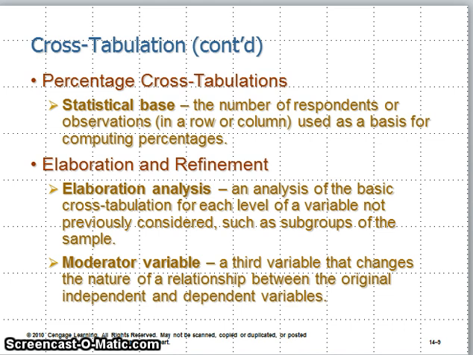Percentage cross-tabulations. The statistical base is the number of respondents or observations in a row or column used as a basis for computing percentages. Elaboration and refinement. Elaboration analysis is an analysis of the basic cross-tabulation for each level of the variable not previously considered, such as subgroups of the sample. Moderator variable, a third variable that changes the nature of the relationship between the original independent and dependent variables.